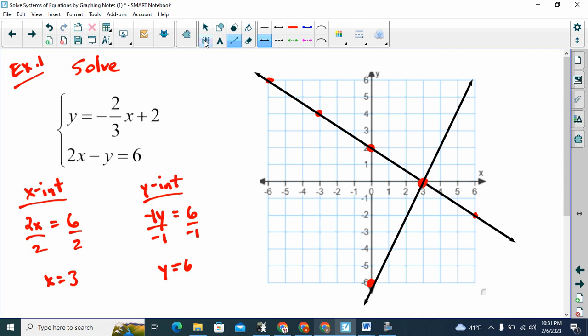There is our second line. We found where the lines cross right here. That is the intersection point. That should give us our solution. Our solution has an x value of 3 and a y value of 0. 3, 0.